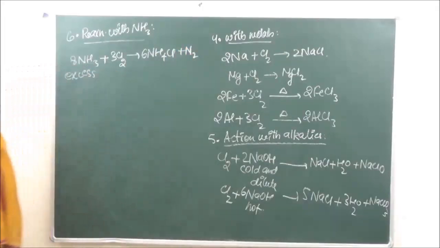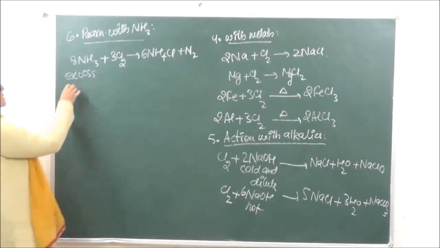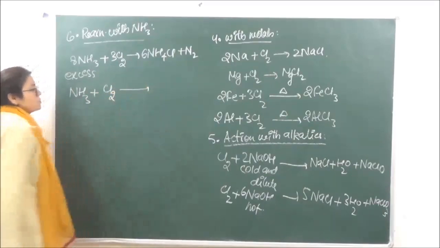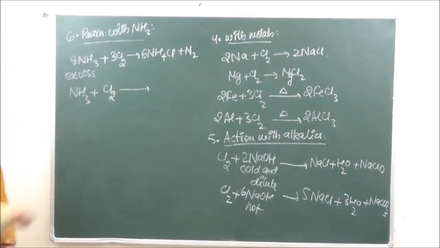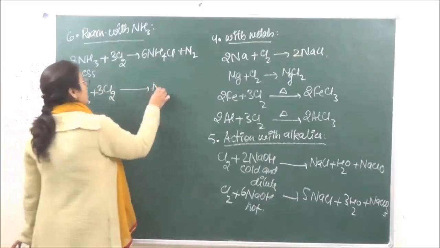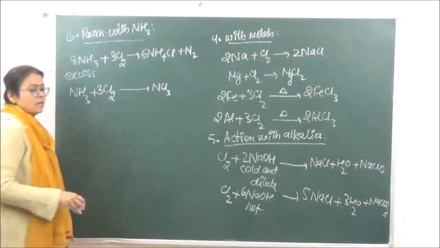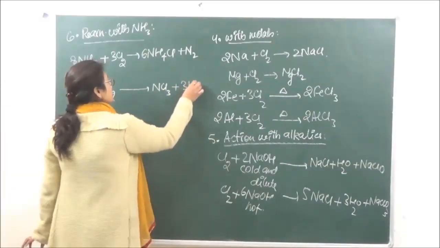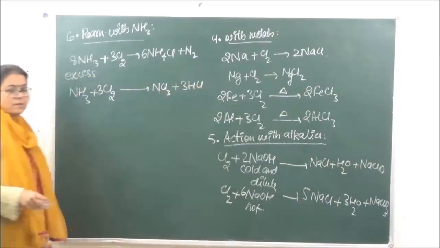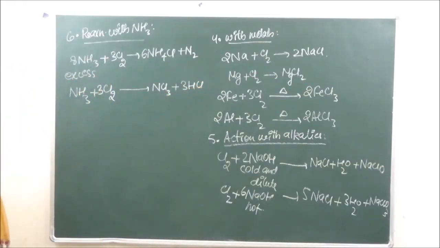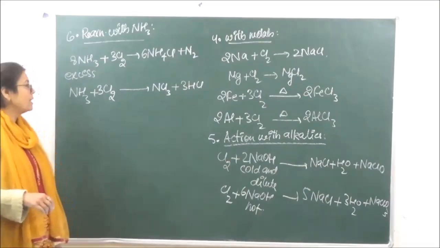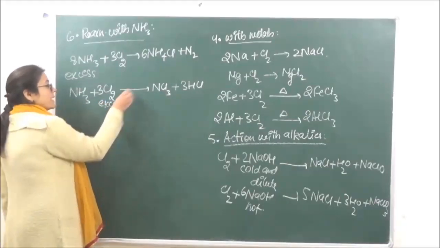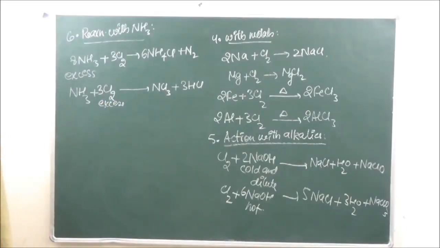plus nitrogen. But if we are taking chlorine in excess, this is an important reaction with respect to your boards. So यहाँ पे अगर हम chlorine in excess ले रहे हैं, it is going to give us NCl3, nitrogen trichloride plus HCl. This is a poisonous substance which is being produced over here. ठीक है? So अगर हम excess of ammonia लेते हैं तो हमें ammonium chloride plus nitrogen मिलेगा, और अगर हम excess of chlorine लेते हैं तो in that case we are going to get NCl3 plus 3HCl.